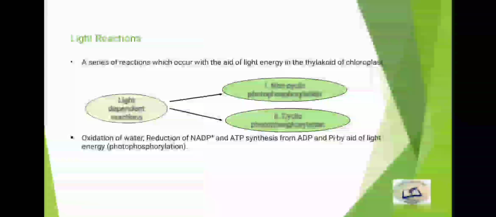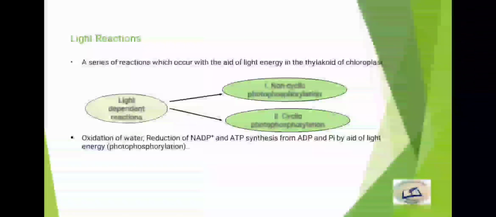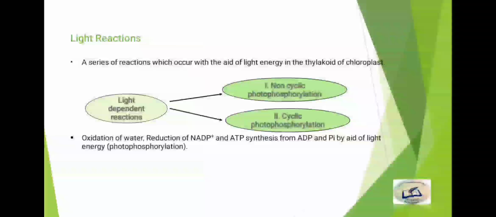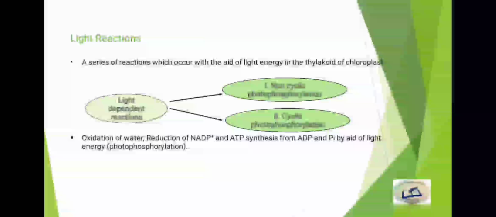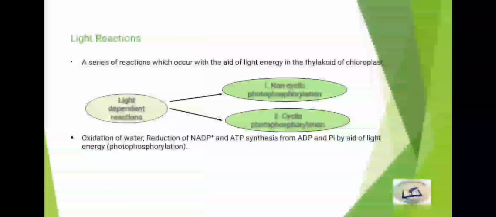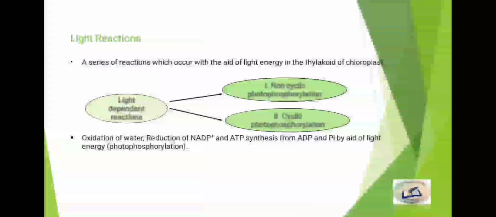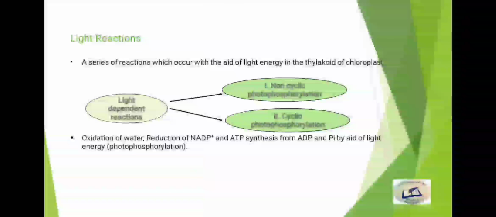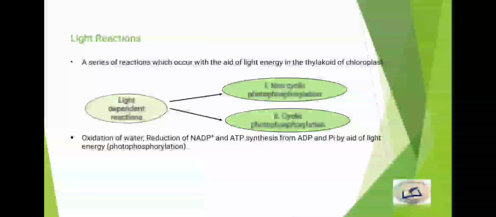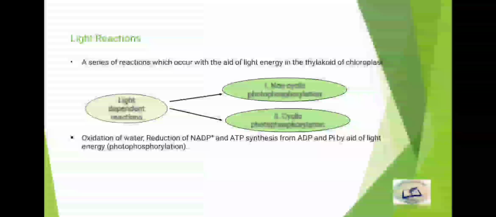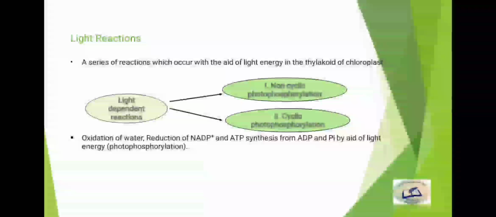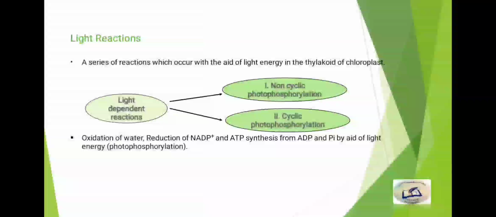Now, what is light reaction? We all have studied light reactions, the reactions which occur in the presence of light in the thylakoid of chloroplast in green plants. These are simply termed light reactions, and definitely they are light dependent. What types of reactions happen in this system? Oxidation of water, reduction of NADP plus, and ATP synthesis.